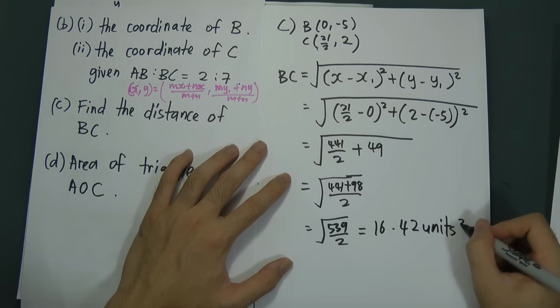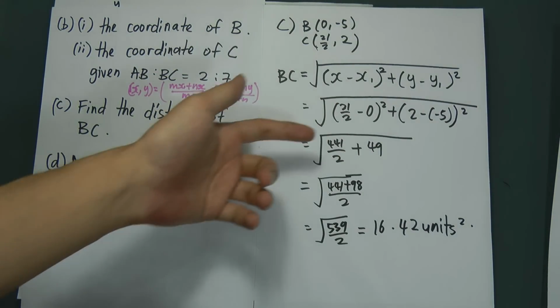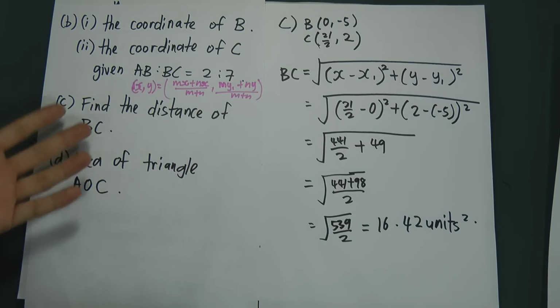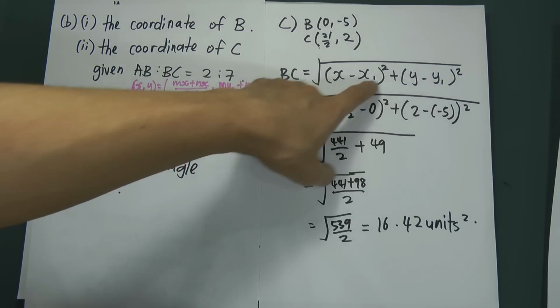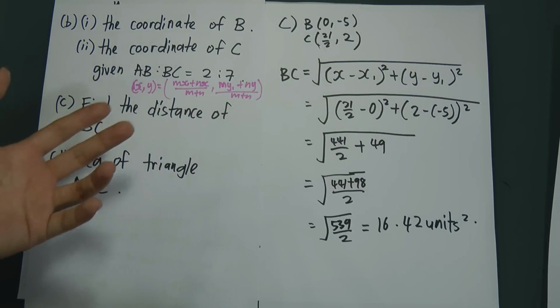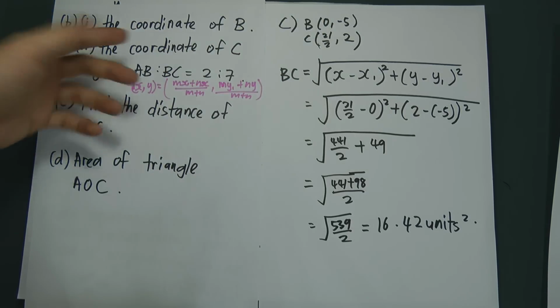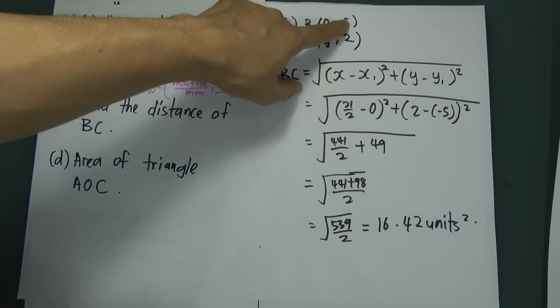Units square. Okay. Oh, this one actually from here you can straight away press calculator. No need to do another 2 more steps. Okay, because for distance you can use calculator to solve it. However, memorize this formula, how to use it. If you love to use 0 minus this one, can also. So you 0 minus this one square plus this one minus this one square.